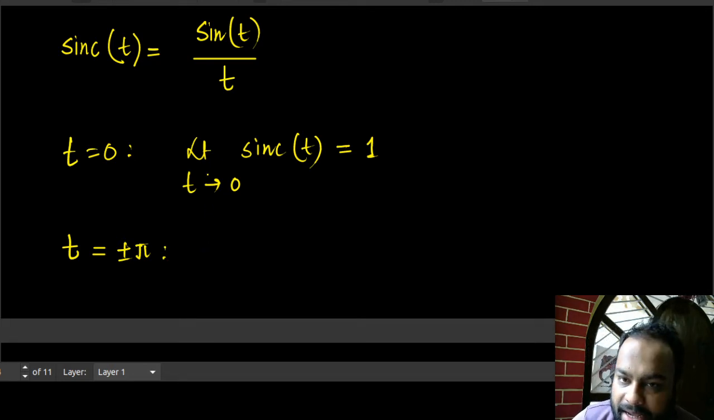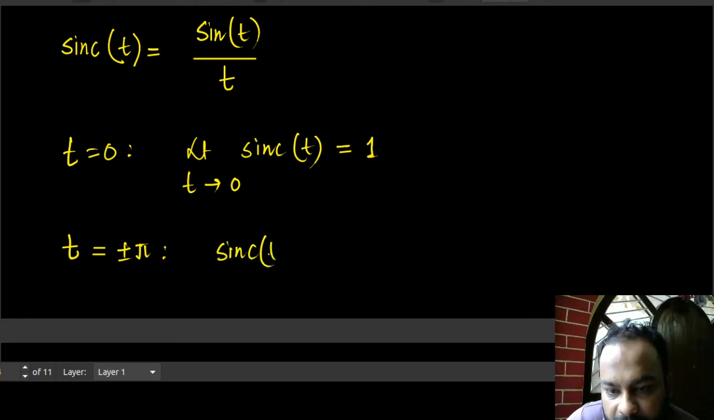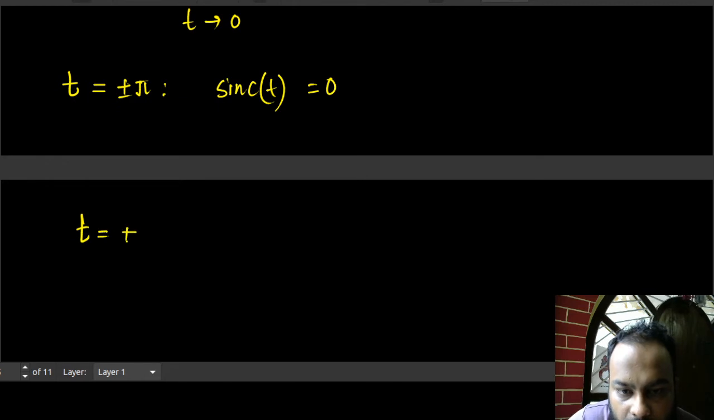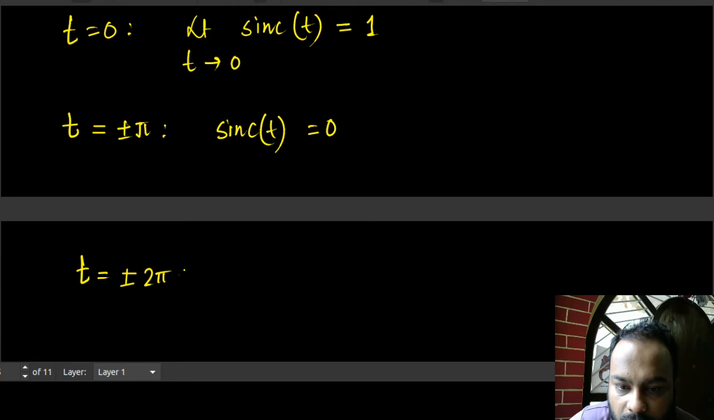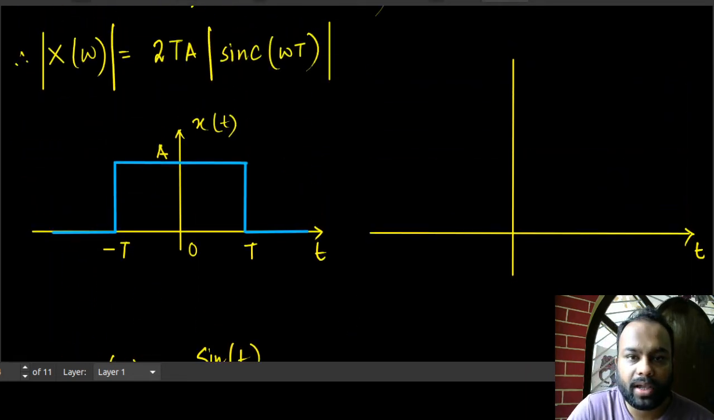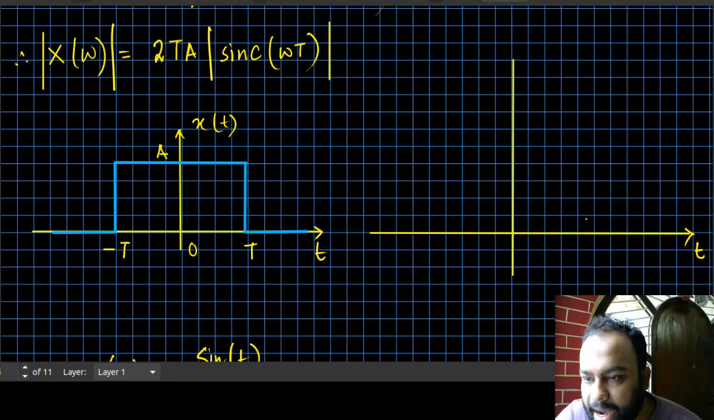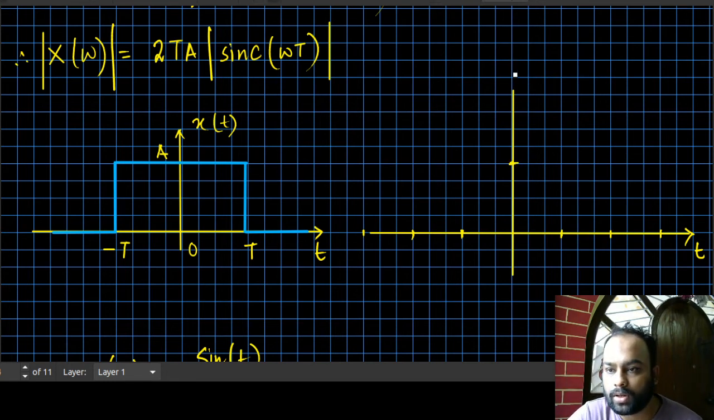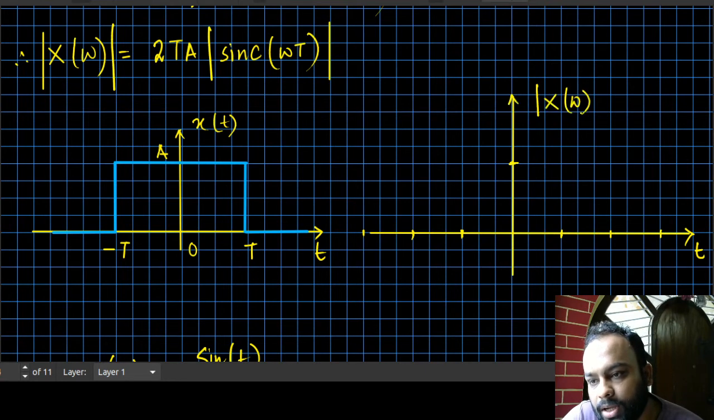So of course, when t is plus minus pi, sin t is 0, so Sinc t is also 0. And if you consider the normalized version, that would be plus minus 1, and t equal to plus minus 2 pi is also going to be 0, because at all these points, sin t itself is 0. All right, so if I go back and try figuring this thing out, this is where we are actually plotting the amplitude response.